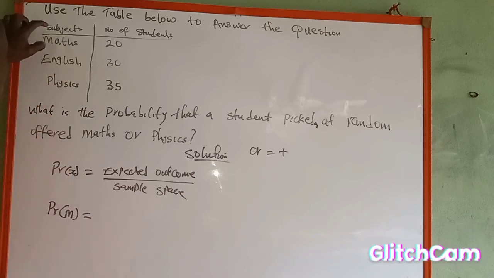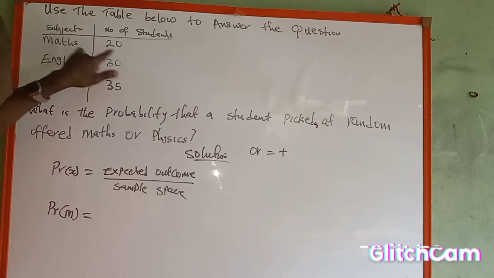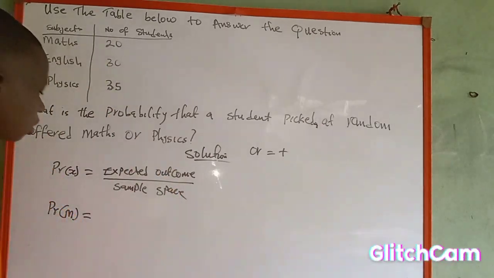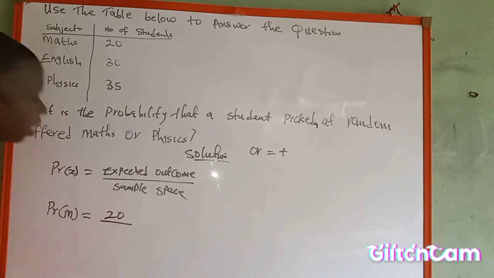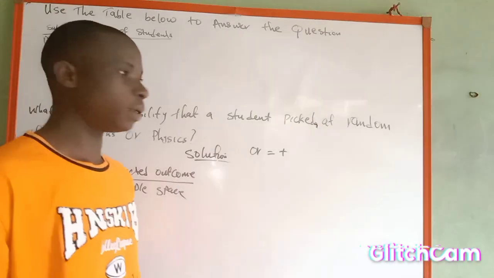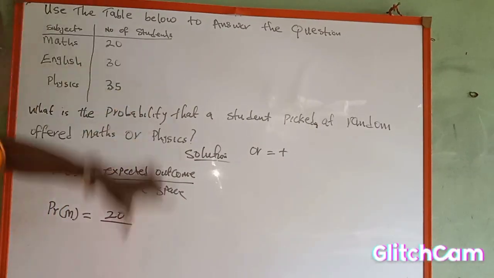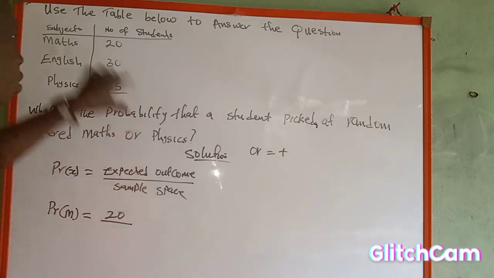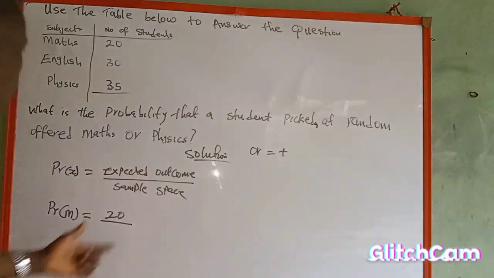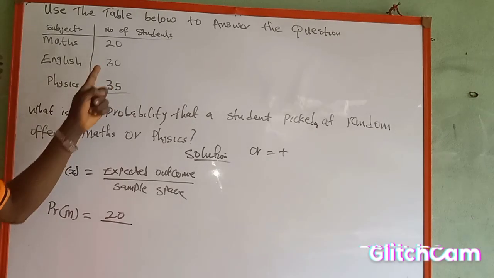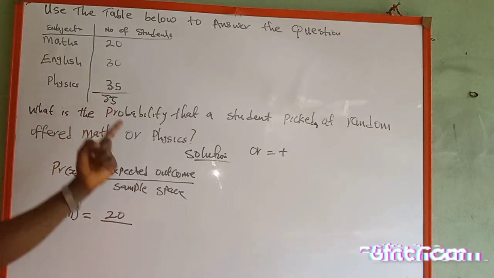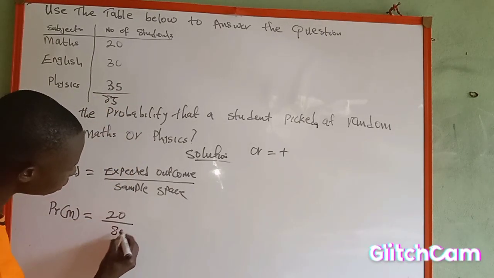Here now, this is the subject and the number of students, and the expected outcome from this experiment is 20 students. So I'll say 20 divided by the sample space. Sample space is the population, the total number of all the students here, so we have to add it. We go back to the table and add this together to know how many students we are talking about. So 20 plus 30 is 50. 50 plus 35 is 85. So therefore, the sample space here is 85.